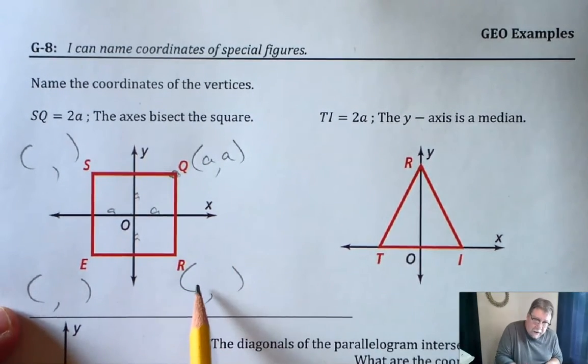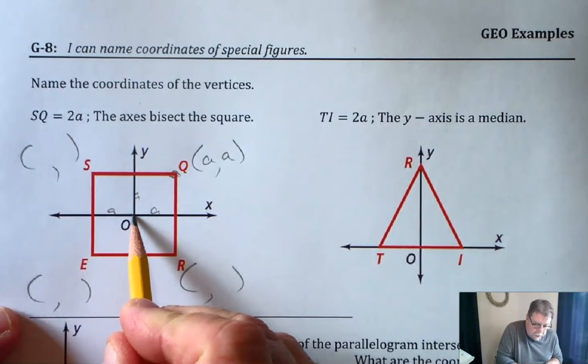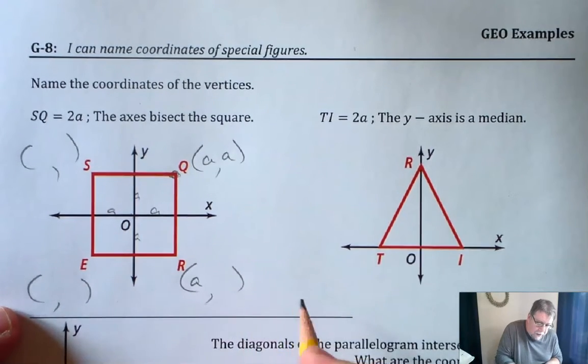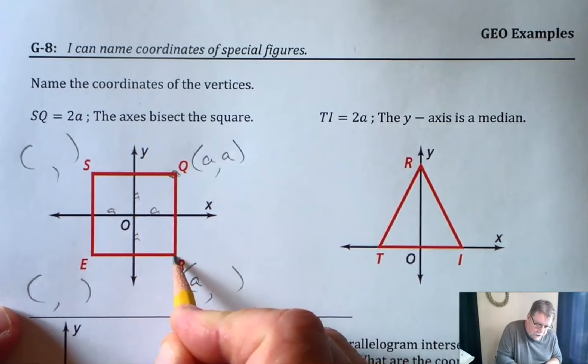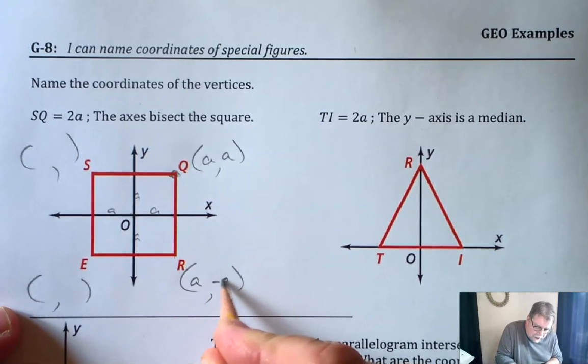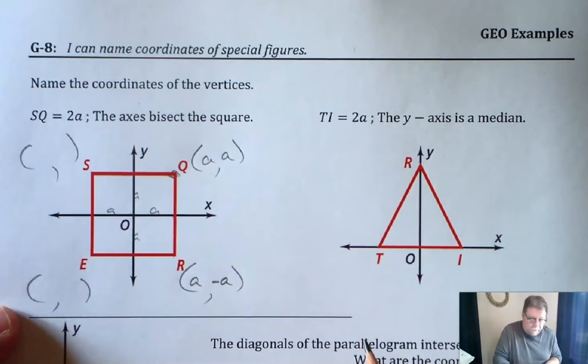What would happen down here? We would again start at 0, 0. We'd go over A, so my A would be there. But this time I'd go down A units. So this would be negative A, because I'm going in a negative direction.